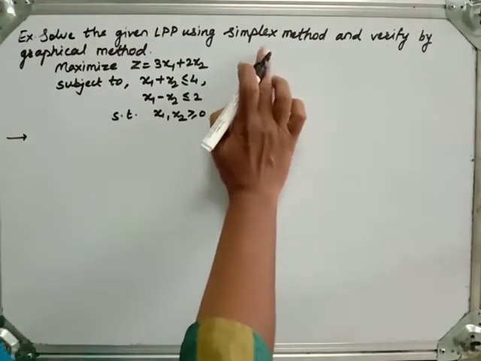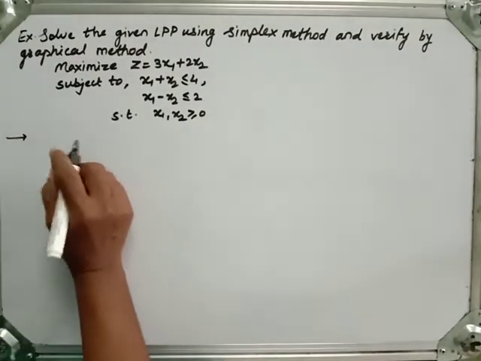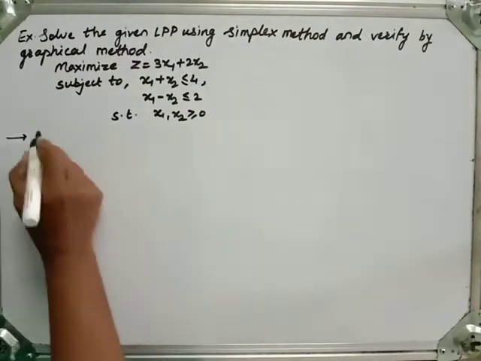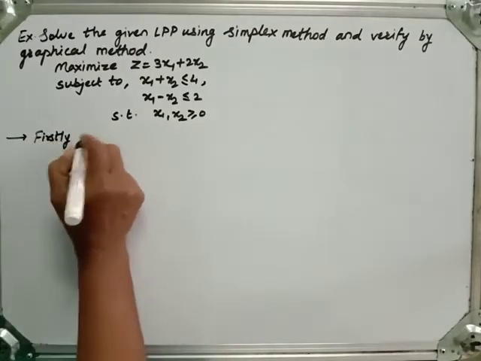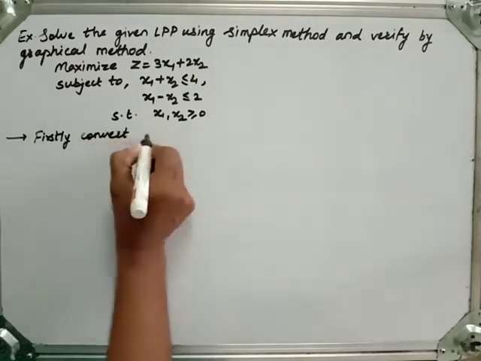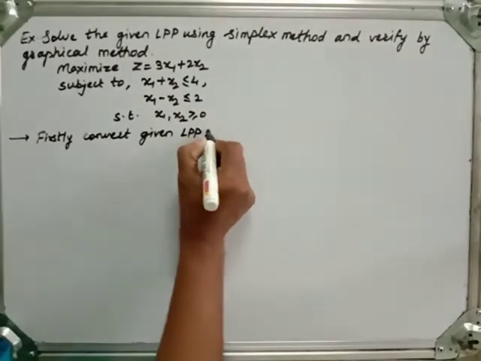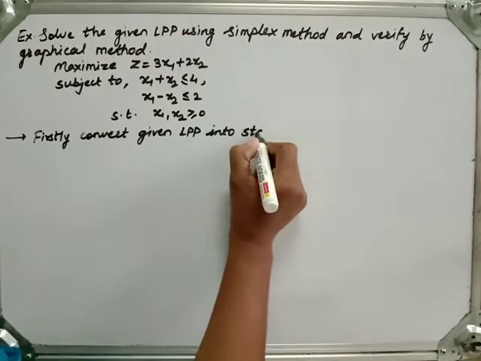So first of all we need the initial simplex table. The initial simplex table can be obtained using the initial basic feasible solution, and the initial basic feasible solution will be obtained using the standard form. So our first step is that we have to convert the given LPP into its standard form.